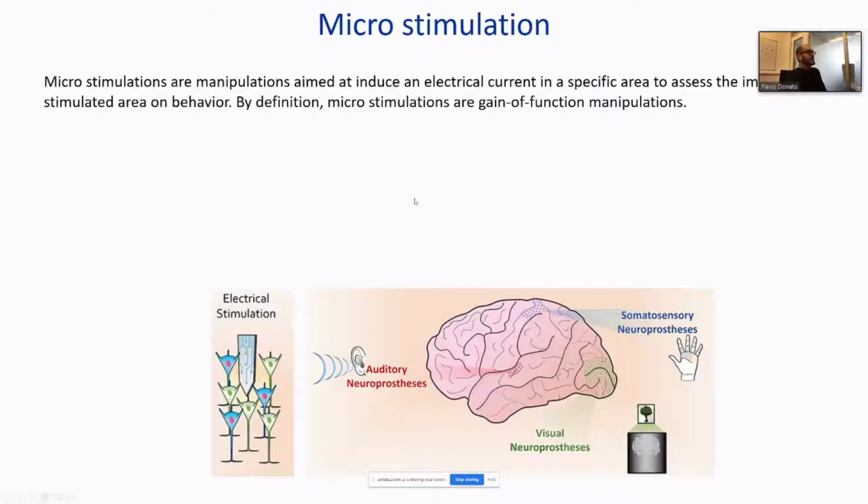Okay, the second is a microstimulation. The microstimulation is actually what the word says, so it's very intuitive. You stick an electrode into one part of the brain, and instead of recording something, you actually inject some current, or you stimulate the cells, so to activate the neurons that are in that specific part of the brain.